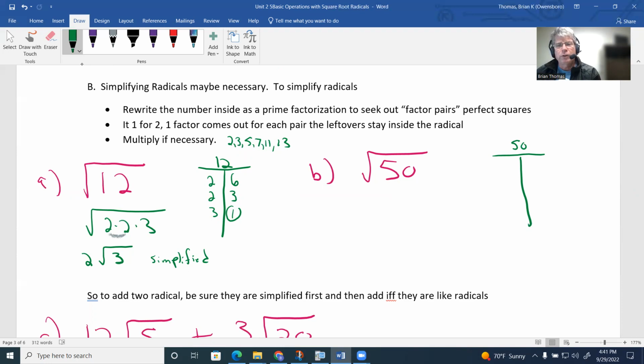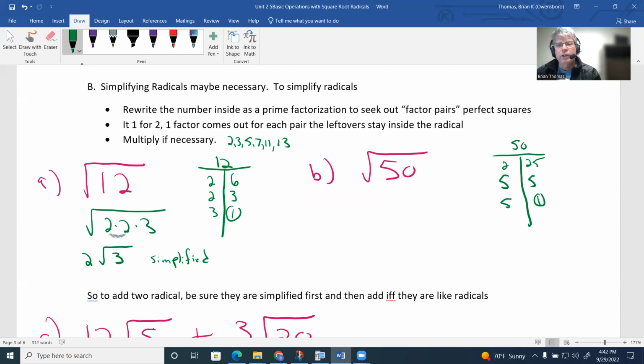So we're going to see if there's any numbers that are perfect squares that are factors of 50. And we're just going to use the prime factorization to do that. So again, we do know that 2 goes into 50 25 times. 2 doesn't go into 25, and neither does 3. But 5 does. 5 goes into 25 5 times. And we do know that 5 goes into 5 1 time.